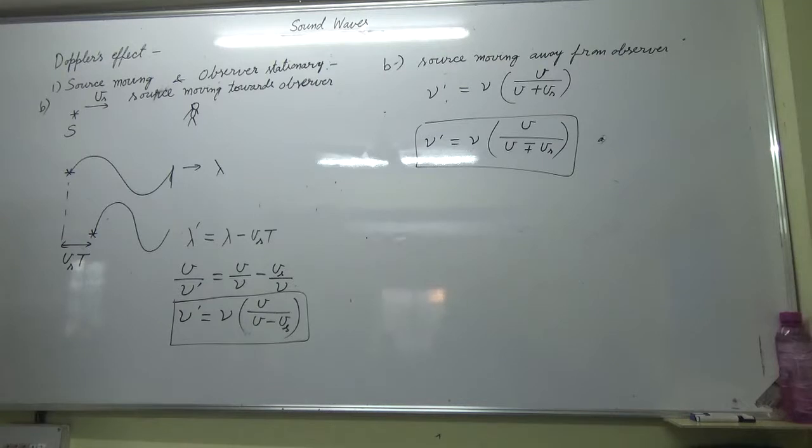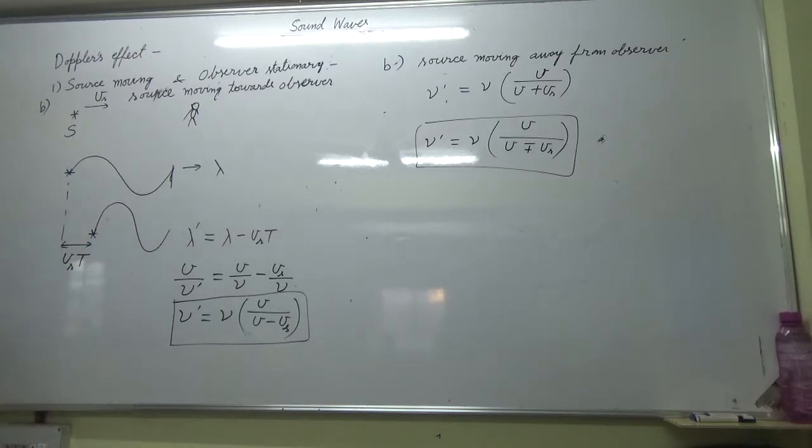Emission of wave is not a thing of one particular instance. Emission of a wave is a cycle, one complete cycle, and it takes one time period. So in that time period, the object has moved in this direction or this direction, and accordingly the wavelength will change. And you will write the wavelength changes in this case.